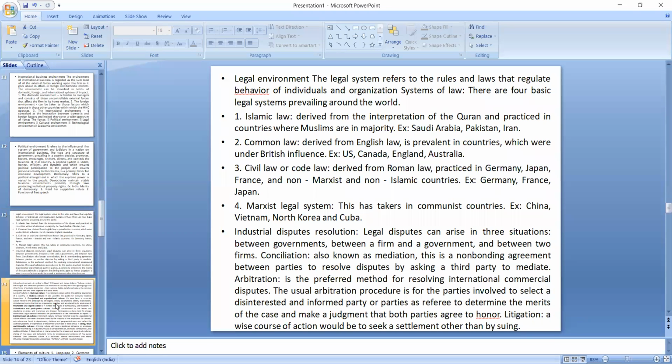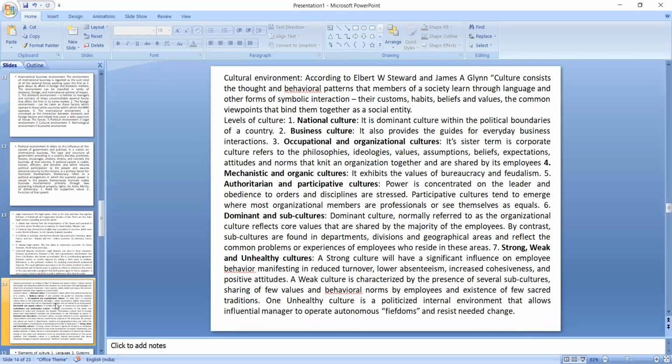Next, cultural environment. According to Albert W. Stewart and James Klein, culture consists of the thought and behavioral patterns that members of a society learn through language and other forms of symbolic interaction, their customs, habits, beliefs, and values, the common viewpoints that bind them together as a social entity. Levels of culture: national culture, business culture, occupation, organizational culture, mechanistic and organic cultures, authoritarian and participative cultures, dominant and subcultures, strong, weak, and unhealthy cultures.